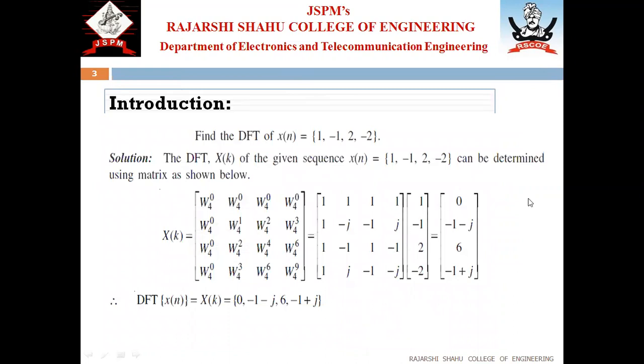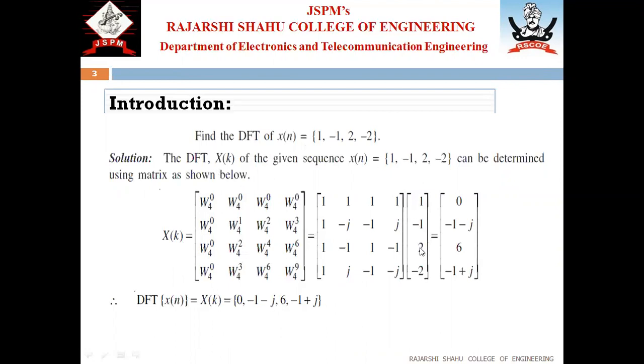If you want to apply that formula for DFT calculation, here one example is solved, where the sequence x of n is given as 1, minus 1, 2, and minus 2. Since it has a total of 4 elements, the capital N value is equal to 4. So X of k can be calculated with the formula whatever we already discussed. In that calculation of DFT, we can substitute the values.